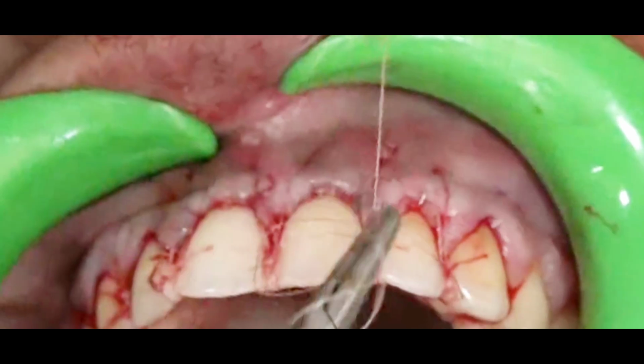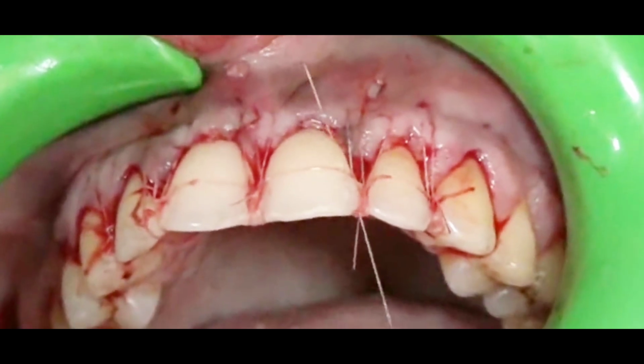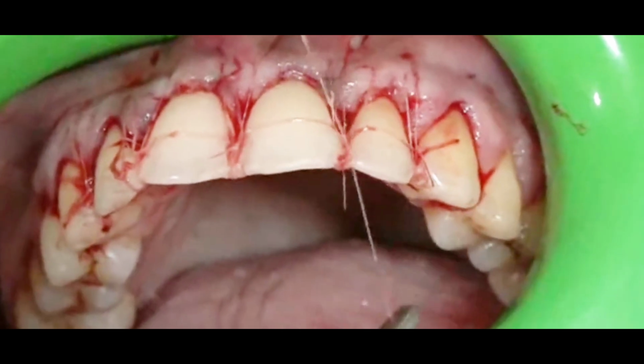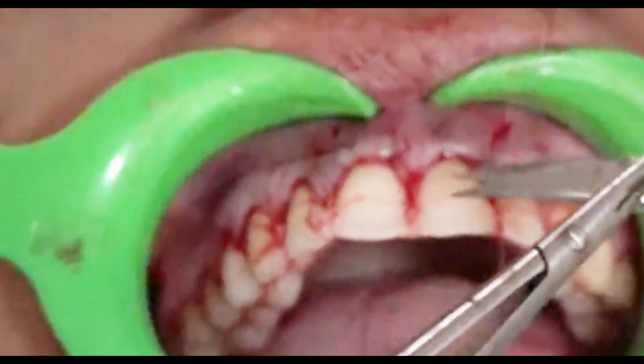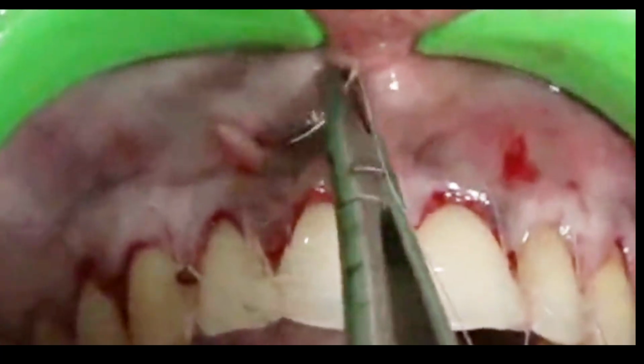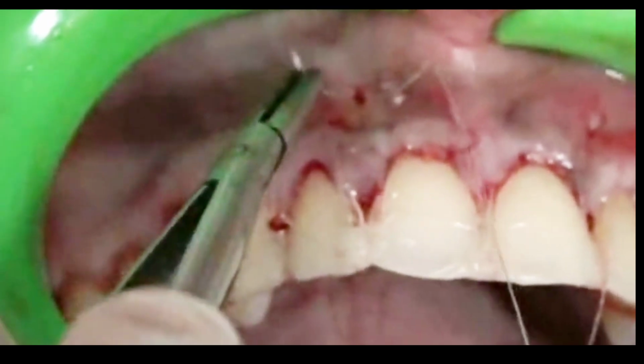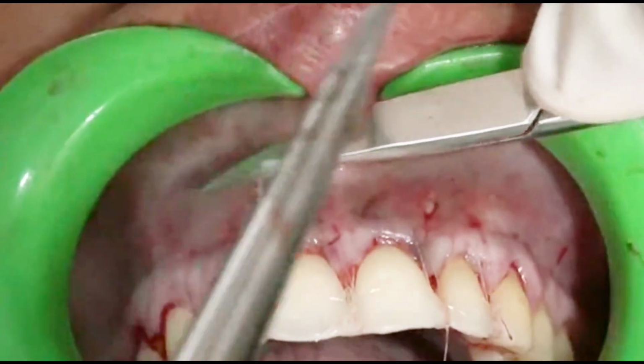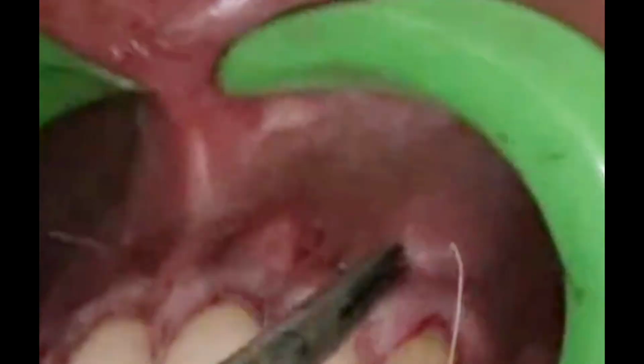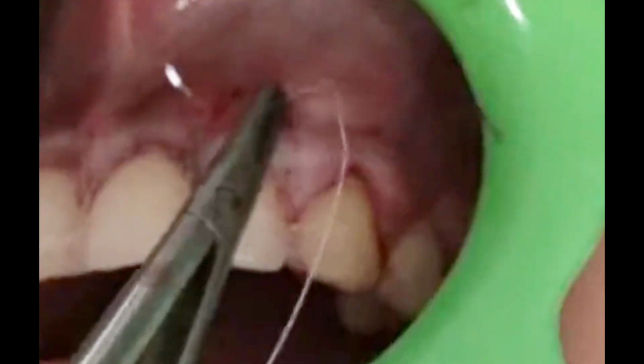Once all the PRF membranes are done with, we close down the sutures, irrigate the areas, and also one has to suture the VISTA holes that are given in the vestibular area. So both the VISTA sides are closed.